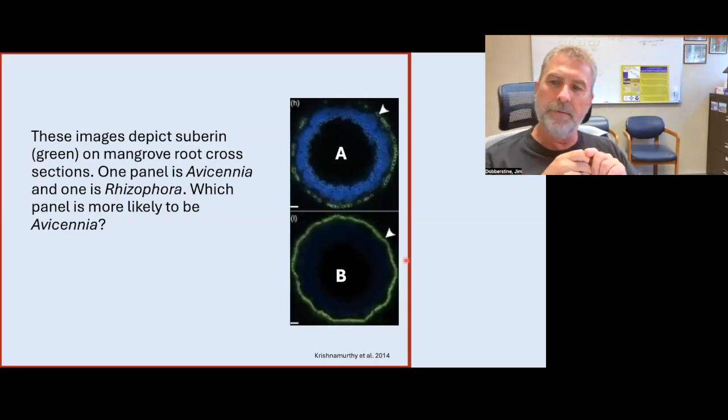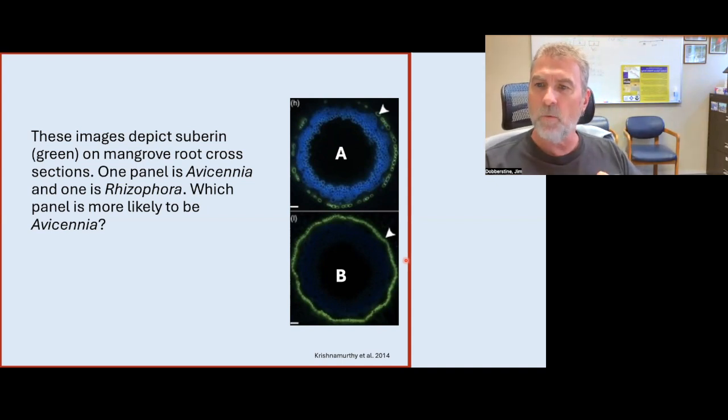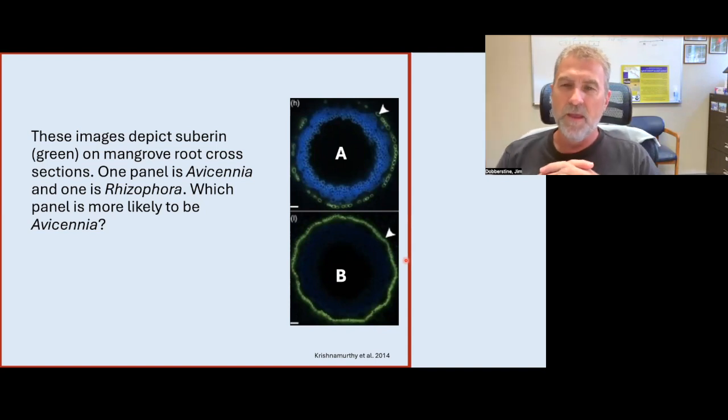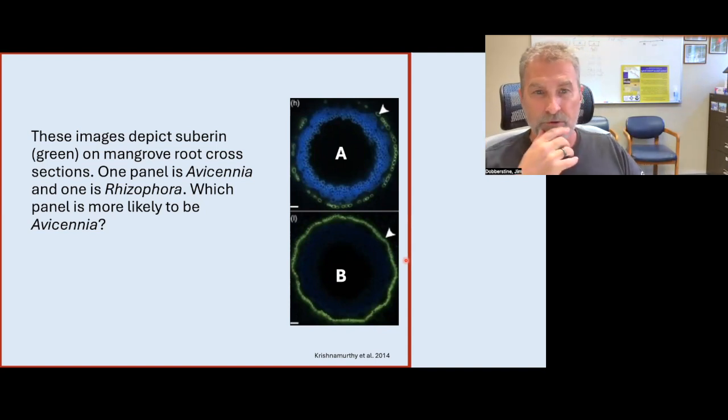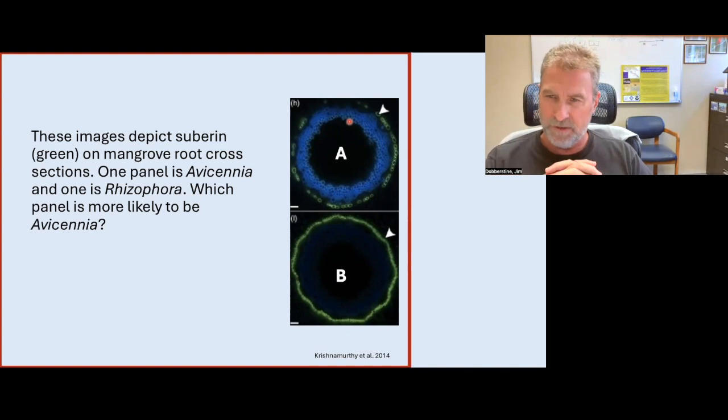Okay, so in class, of course, we had our clicker questions, and here, these images depict suberin, so that's in green on mangrove root cross sections. One panel is Avicennia, one is Rhizophora. Which one of these is more likely to be Avicennia? So if you were to suggest A, you would be correct. And the reason why has to do with where they are in the marsh. And actually where they are in the Gulf of Mexico has some to do with that.